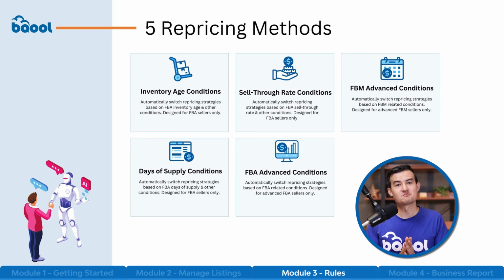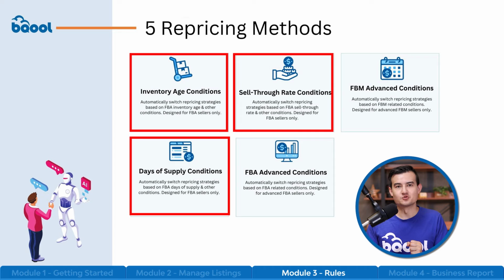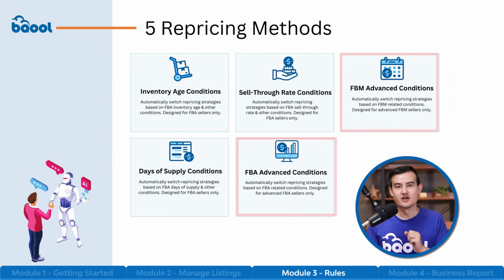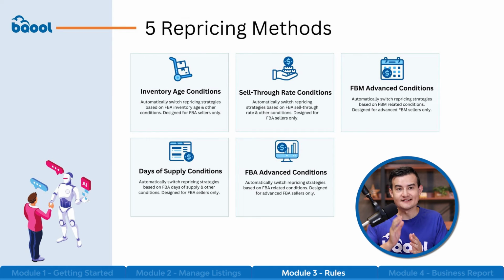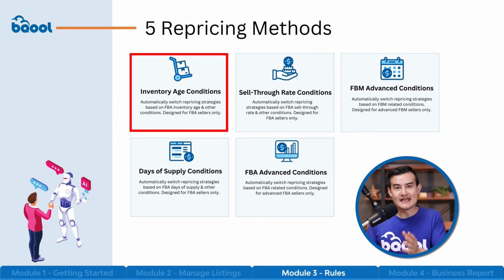So inside conditional repricing, we have 5 different repricing methods. We have 3 default rules and 2 advanced conditions, which can create your own dynamic rule. These 3 default rules are recommended but not limited to the type of items I'm about to mention. When you use inventory age conditions, you can use this for slow-moving inventory or individual items, perishable items, items that are going to expire like topicals.